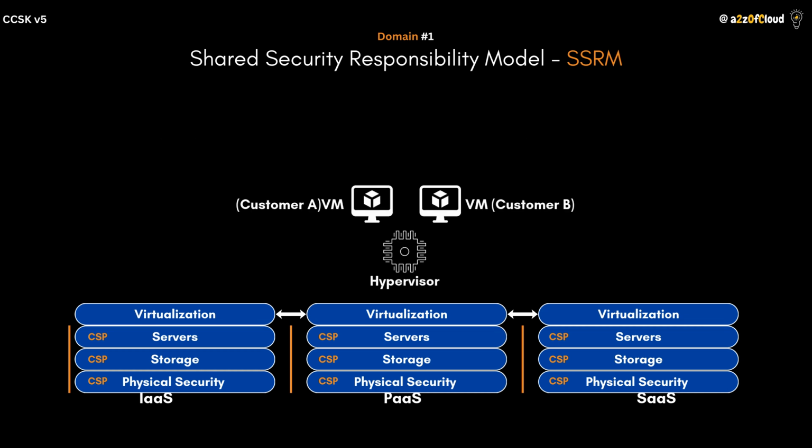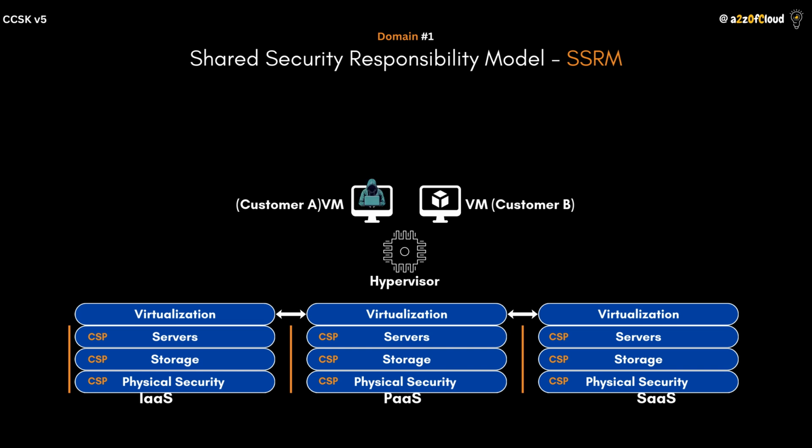VM escape. This occurs when an attacker breaks out of the isolated environment of a virtual machine and gains access to the underlying hypervisor. From there, the attacker can potentially control other virtual machines running on the same hypervisor or compromise the hypervisor itself.